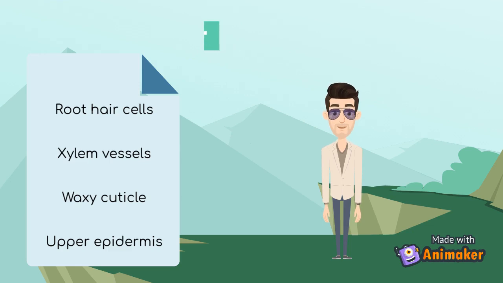Next, the waxy cuticle and upper epidermis of the leaf. The cuticle is just a covering and prevents water loss, while the upper epidermis is made up of cells that allow light to enter the cells beneath them.